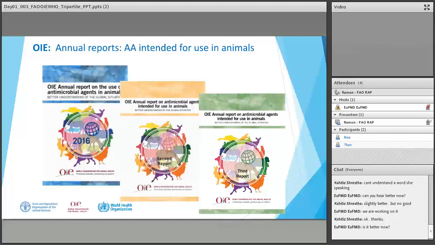I told you that OIE is supporting the reporting of antimicrobial usage by the member countries. This reporting is mainly done by the veterinary services of the countries. That is why OIE is quite concerned about strengthening the veterinary services of countries. So it starts from the day one competencies. As a veterinary graduate, there are international standards that you should achieve.